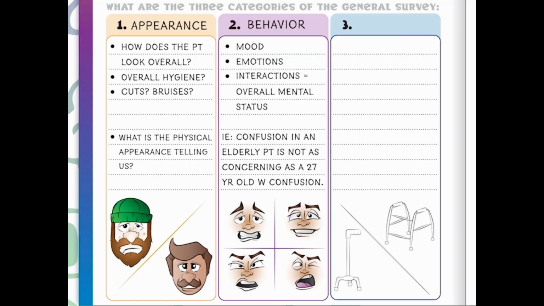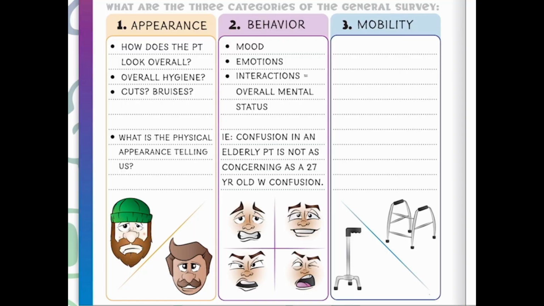So of course, confusion is never going to be something that we want to see, but we do know that this can be a natural part of aging in life. So if our 90-year-old patient has some baseline confusion and they're not really sure where they are, but they know their name, we're not going to be as worried as we'd be if we see a 25-year-old sitting in the bed and can't tell us what their birthday or their name is.